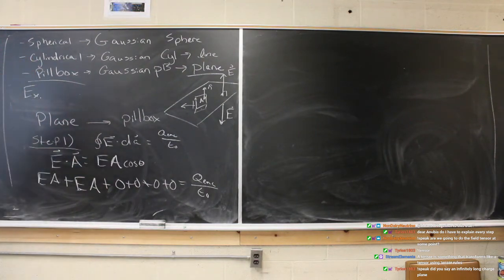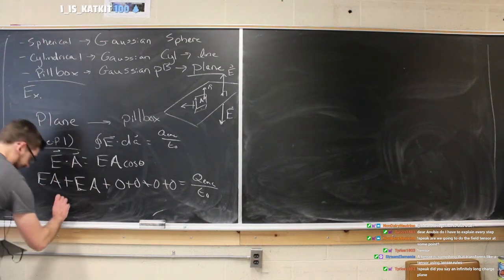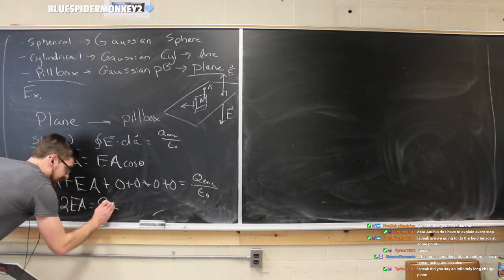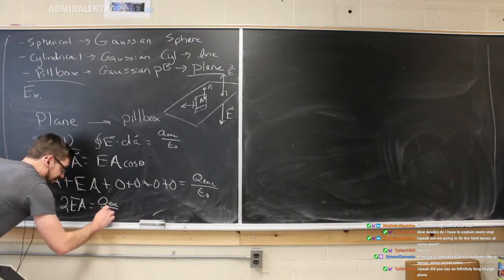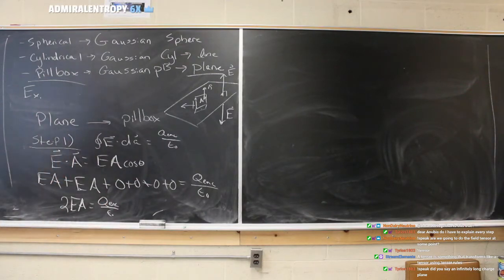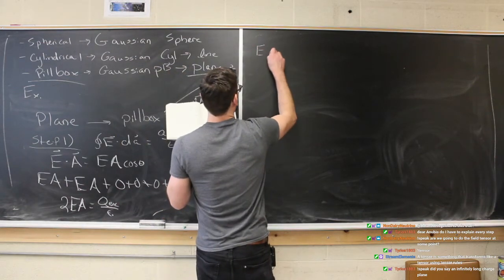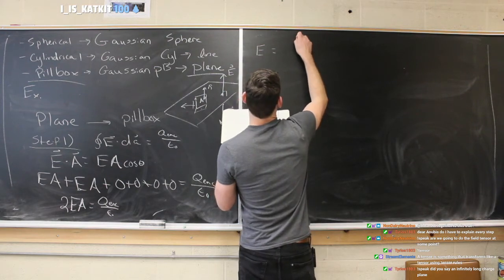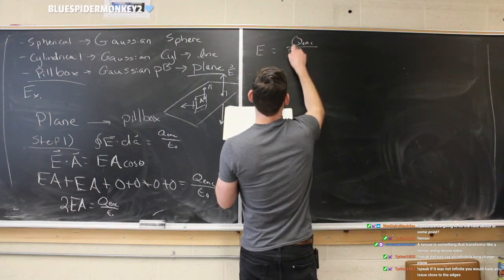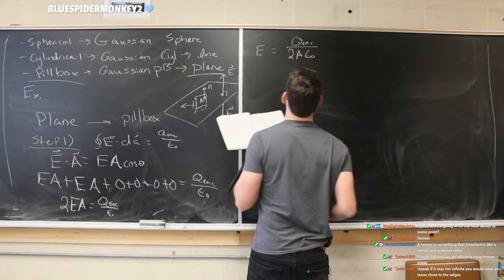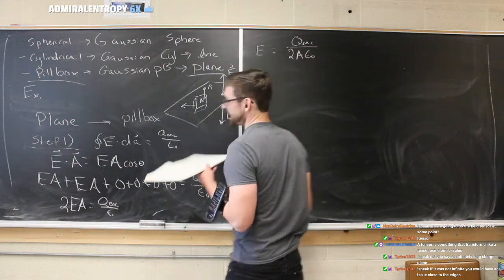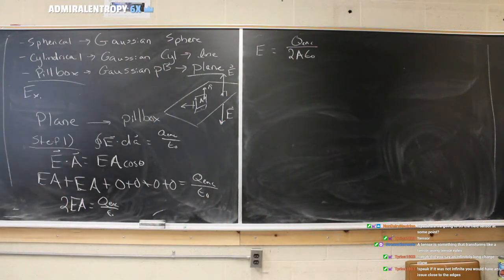Okay. Now, if we want to simplify this, we can simplify it to 2EA is equal to Q enclosed over epsilon naught. Now this one's going to be a little tricky because let's write out the E is going to equal. We're going to do the same process that we've been doing. Q enclosed. If it was not infinite, you would have an issue close to the edges. Well, if it's really, really big, we don't need to worry about the edges. We're not going to do fringe stuff, okay?